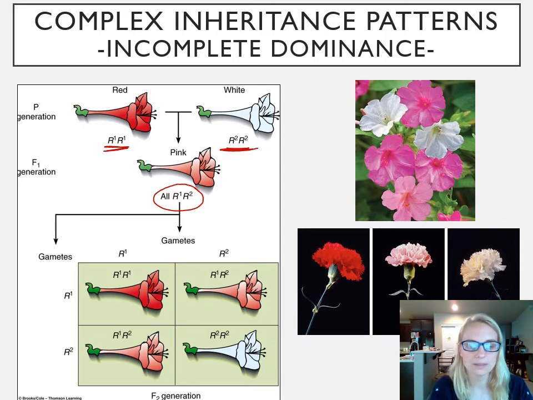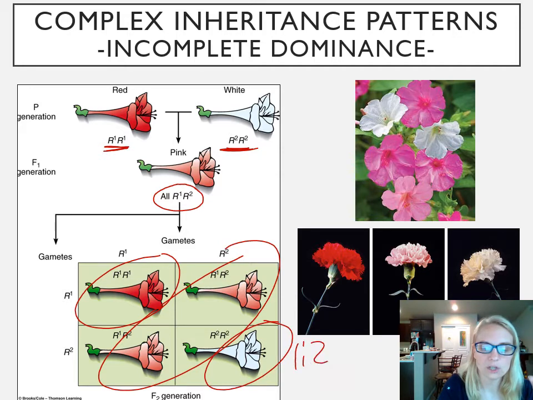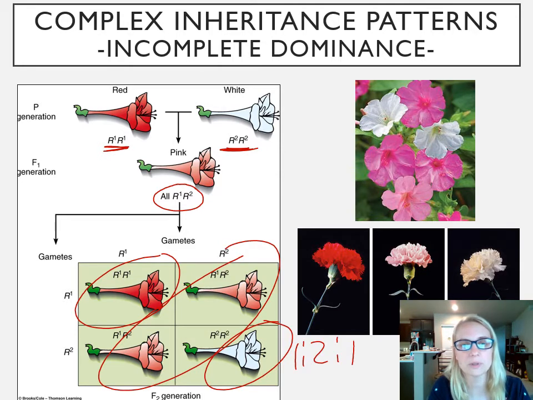So here's our parental true breeding parents. We get our hybrid F1. You cross the hybrids, and instead of getting a 3-to-1 ratio like we saw with the monohybrid cross, you end up getting a 1-to-2-to-1 ratio. So 25% of your offspring will be homozygous red, 25% of your offspring will be homozygous white, and 50% of your offspring will be heterozygous. And the phenotype is an intermediate phenotype. So your biggest clue for identifying incomplete dominance is an intermediate phenotype.